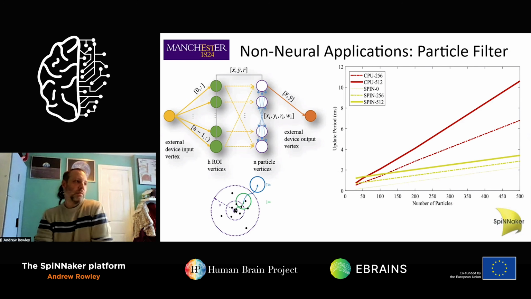The SpiNNaker machine can also support non-neural applications. Again with the iCub, someone did something called a particle filter. Basically this allows the processing to work out where certain things are in the scene, but using the parallel nature of SpiNNaker to speed up this process, and to be able to track more particles essentially. So you can see in the graph here that with SpiNNaker they were able to track more particles with a shorter update period. That was very useful, especially for tracking objects with the iCub again.